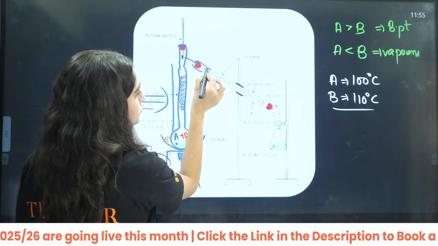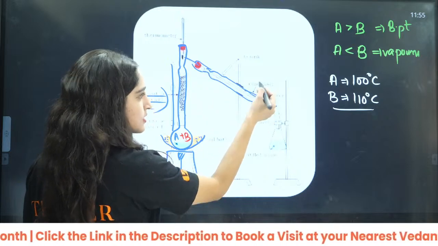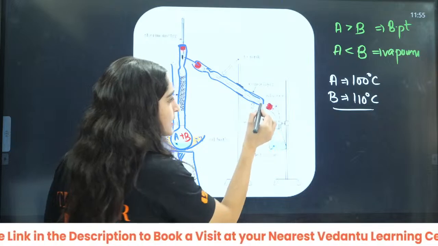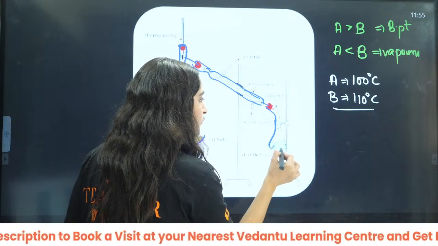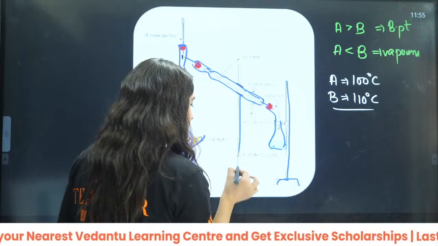So what will A do? Again, everything else is the same. In the condenser, it will get liquefied, right? And hence you will have that in the receiver.